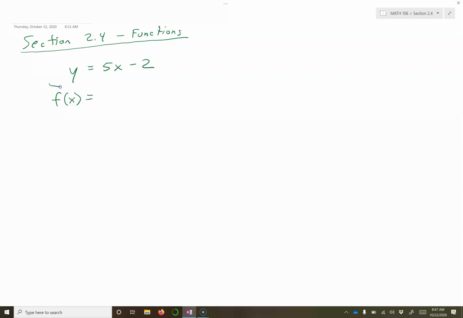Now this is how we say this. We say this as f of x, and it means it's a function with x as the input variable. All right, so what the heck am I talking about?